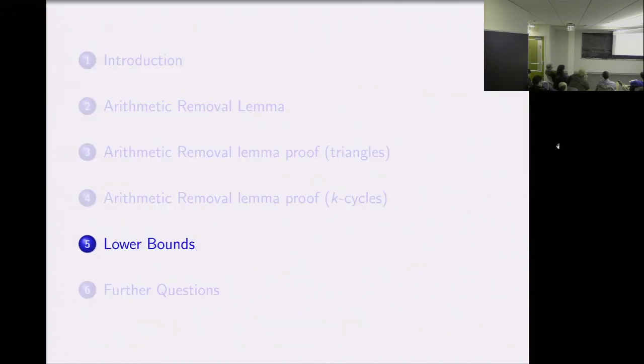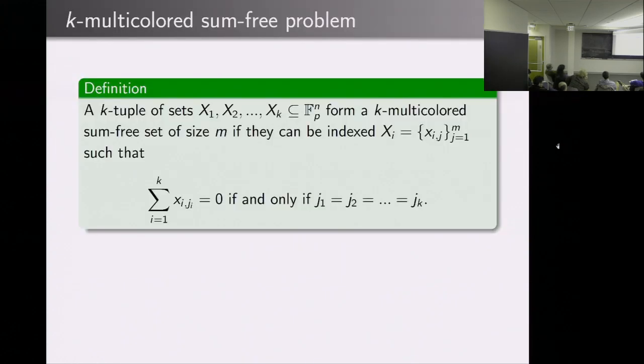Okay, so now what do we have in terms of lower bounds? Let's talk about the k-multiplier sum-free problem. The problem is the same as for 3 except for k, but let me just state it. A k-tuple of sets forms a k-multiplier sum-free set of size n if, again, you can match up the elements into these k-tuples, which are k-cycles, and you have the property that there are no cross k-cycles between them.